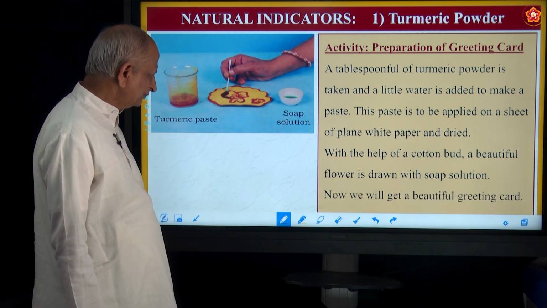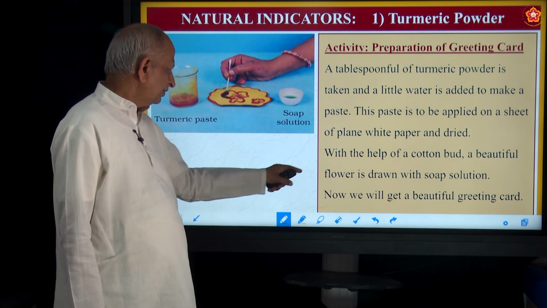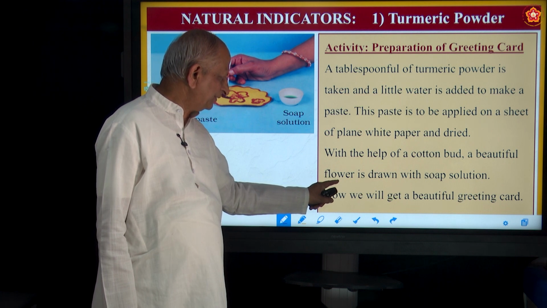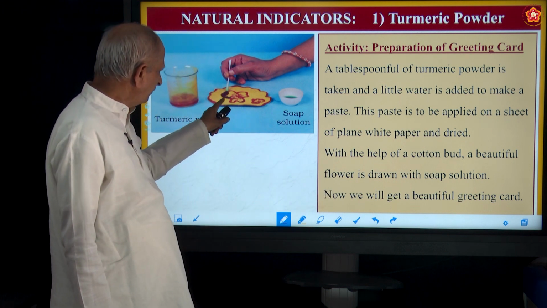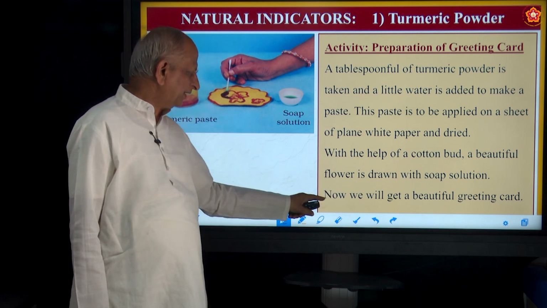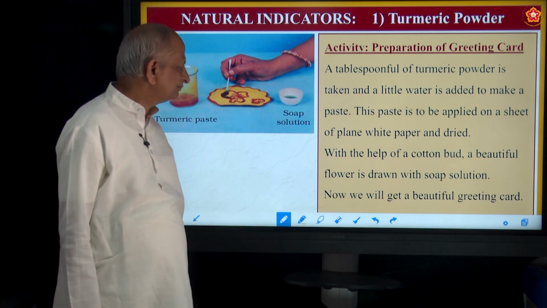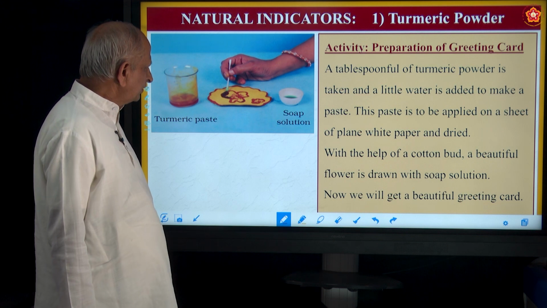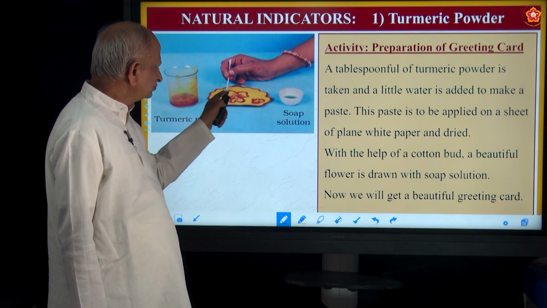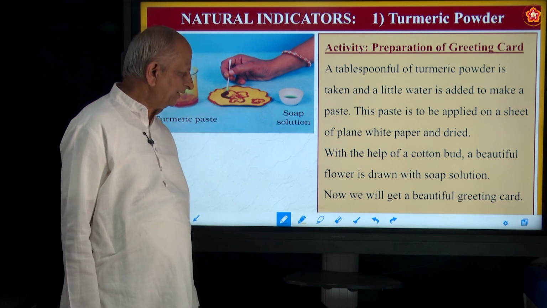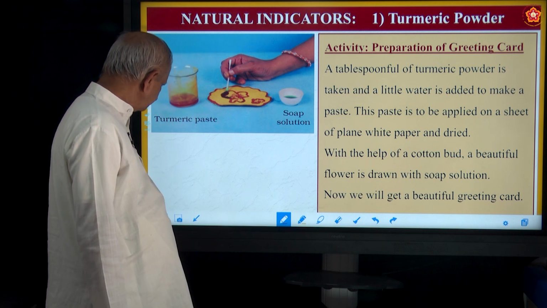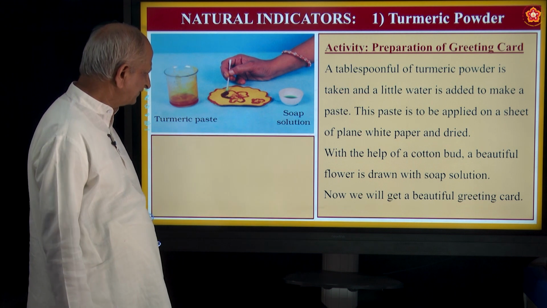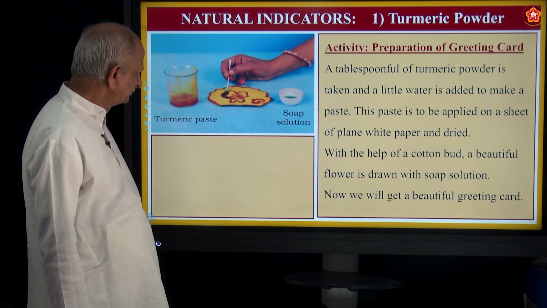And then what you must do? With the help of a cotton bud, a beautiful flower is drawn with the soap solution. Now you will get a beautiful greeting card. Okay. So this is all the thing, and you can have a cover for that. And if you have a cover, you can write the name of the person to whom it is to be given.